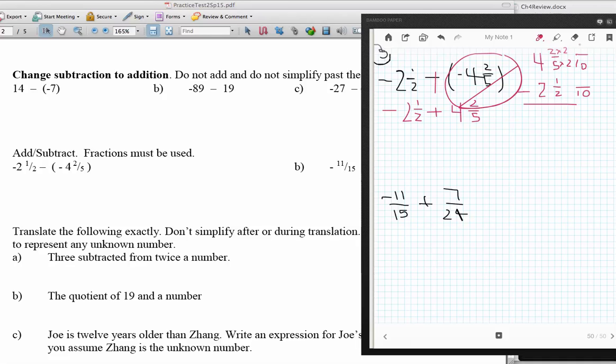So 2 times 2 is 4, and then 2 times 5 gives me 10. Whatever I do to the denominator, I do to the numerator, and 1 times 5 is 5. Now 4 over 10 minus 5 over 10 won't work because that's not able to be subtracted. So I'm going to borrow. I'm going to make the 4 a 3.